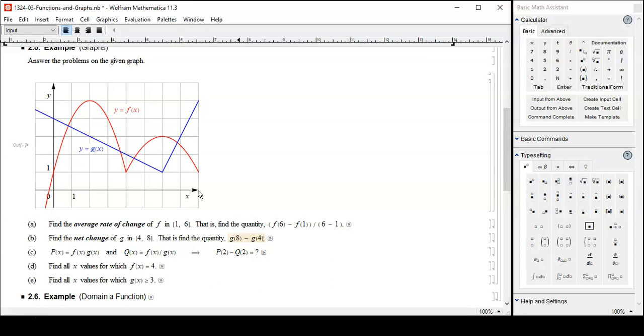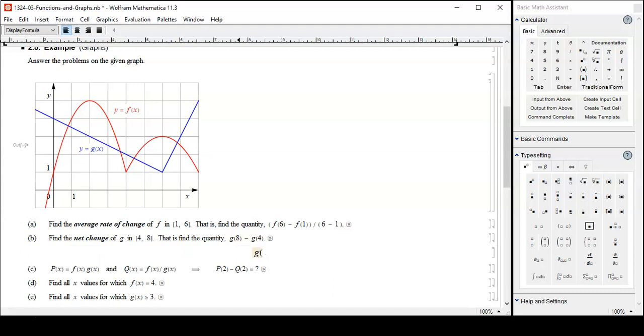And x equals 8. Then move vertically and read the y-coordinate right here. What is it? G of 8 is 4. Now g of 4: 1, 2, 3, 4. Then move vertically. What's the y-coordinate? It's 2. So 4 minus 2, we get 2.